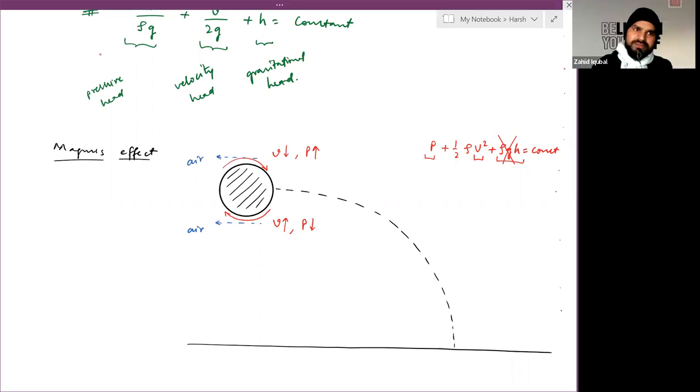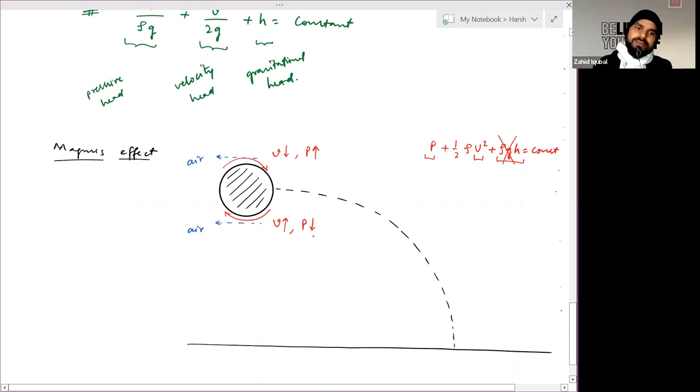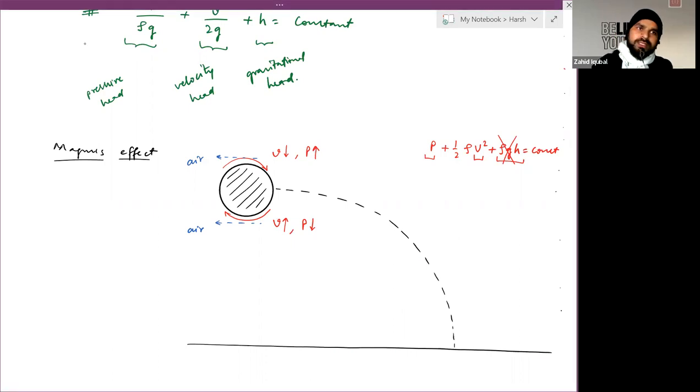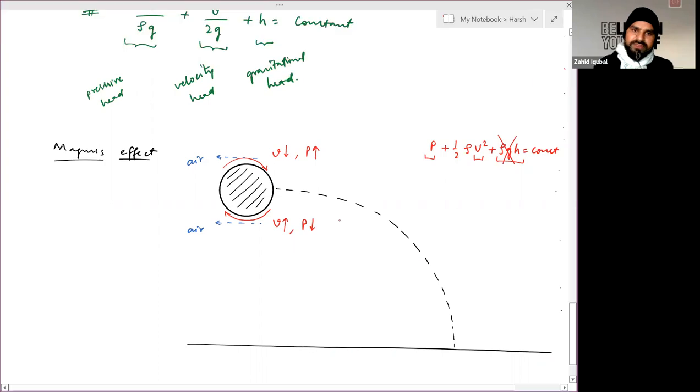Now, we have larger pressure at the upper end and lower pressure at the bottom end. This will create a pressure difference, with higher pressure in the upper part and lower pressure in the lower part. So matter will move from higher pressure to lower pressure. Due to this, the ball will tend to go along this way and may hit the ground at this particular instant. Is it clear?